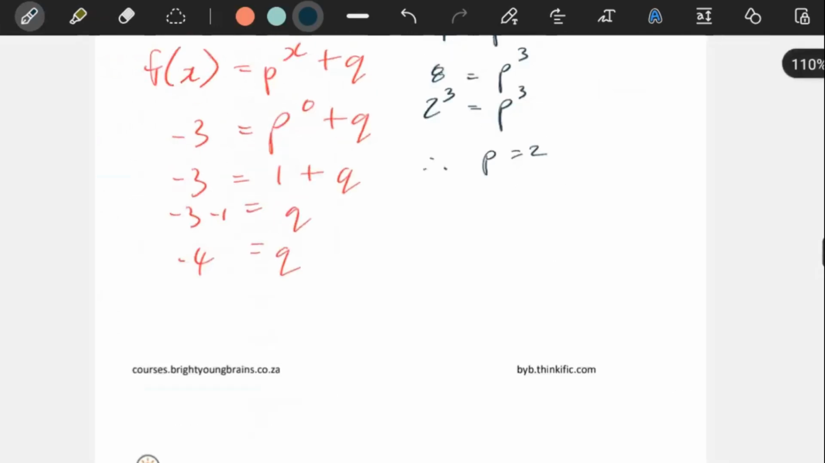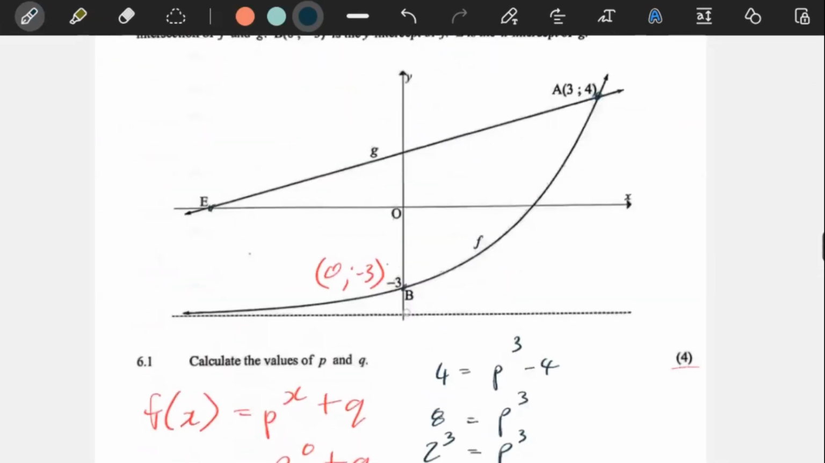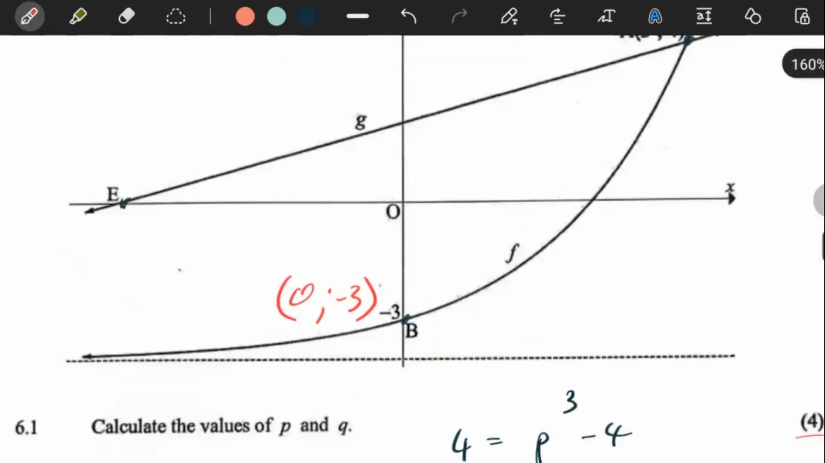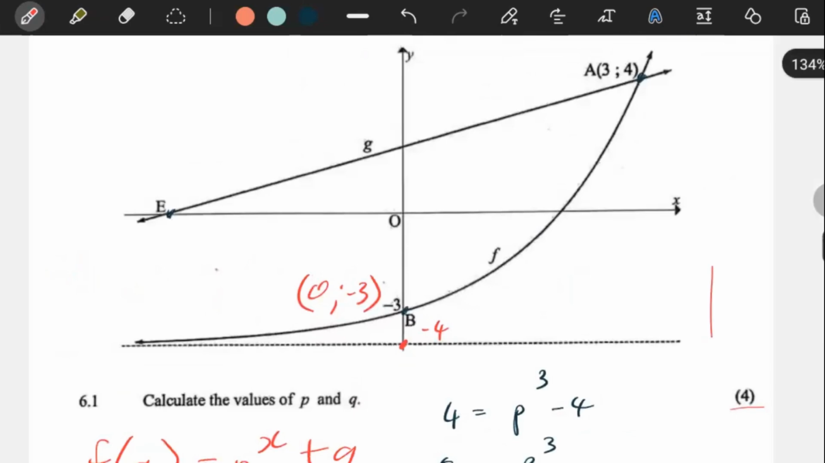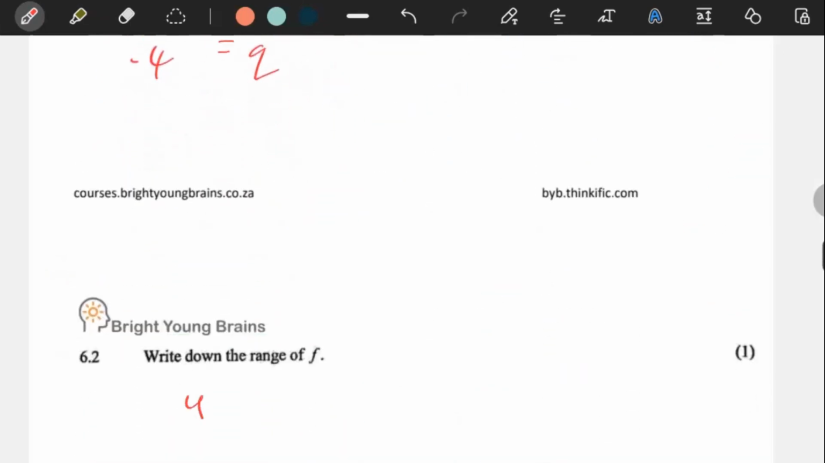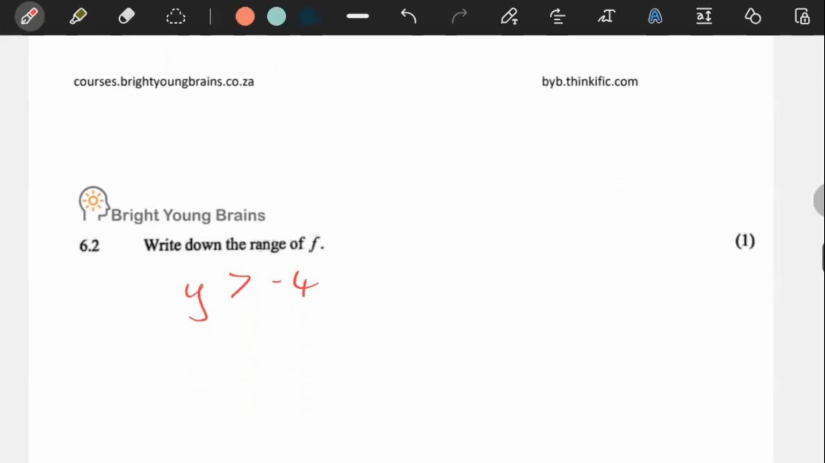Write down the range of f. Also straightforward, because as long as we know that the y value of the asymptote here is -4, we know that the range is everything above -4. So we can say here all the y values need to be bigger than -4. Not bigger or equal to, because the graph does not touch -4.